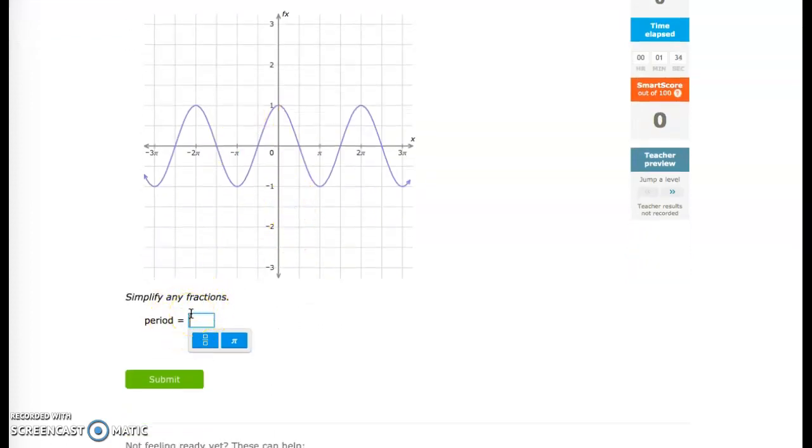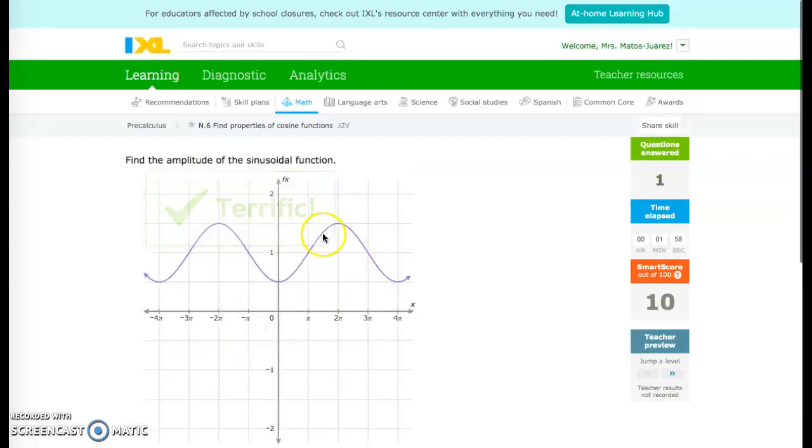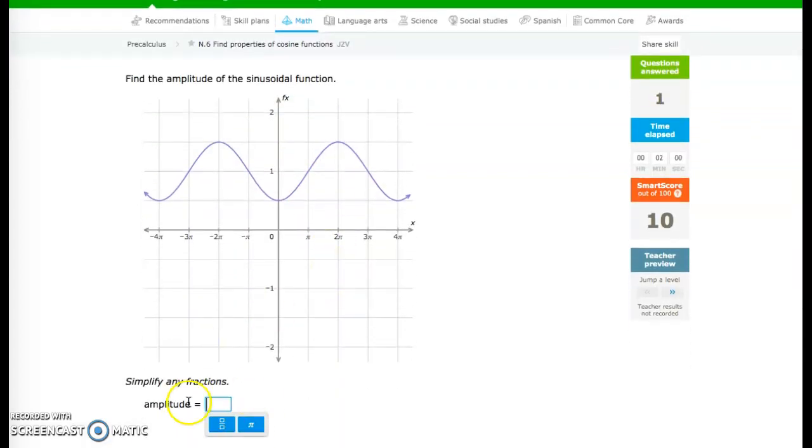So after you watch the video, you'll realize that cosine does not start at 0 the way sine did. Cosine starts at 1. So one full cosine has the same period as sine. One full cosine ends at 2 pi. So by looking at this graph, I see that one period is complete by 2 pi.